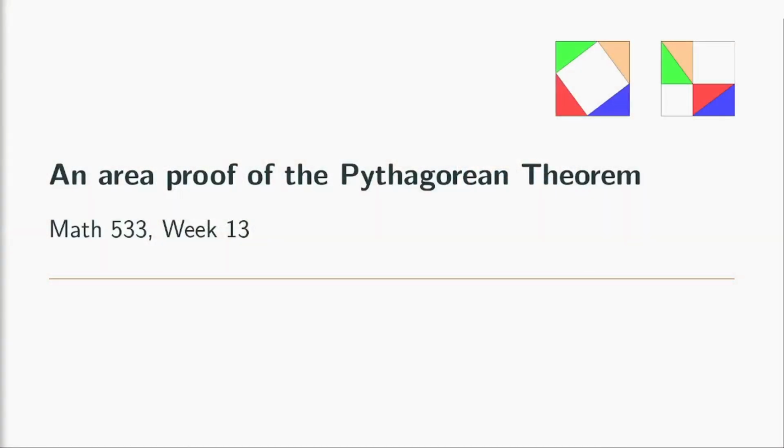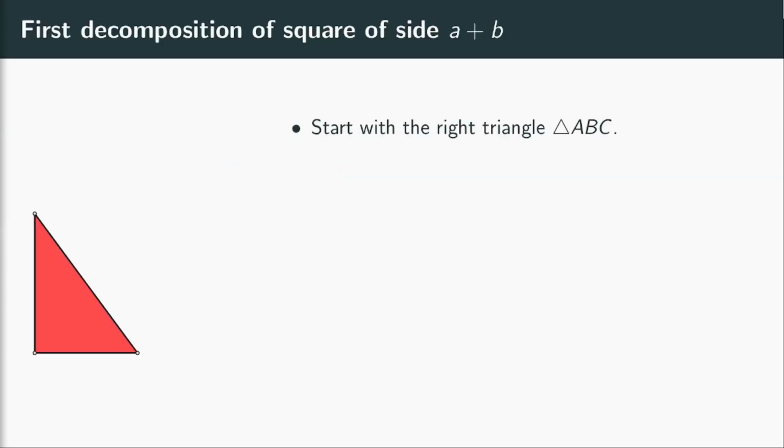I'm not going to restate the Pythagorean theorem, and I'm going to reuse the names of the sides little a, little b, and little c, just like we had before. So here we start with the right triangle ABC. As a reminder, the hypotenuse is c, this distance here, and the legs are little a and little b, respectively.